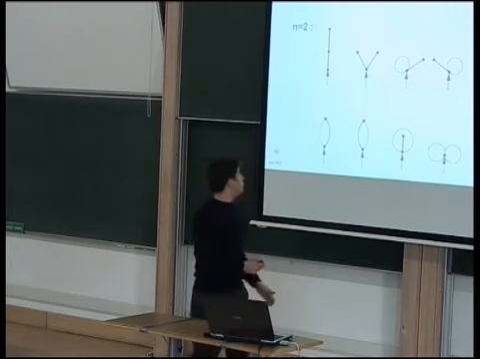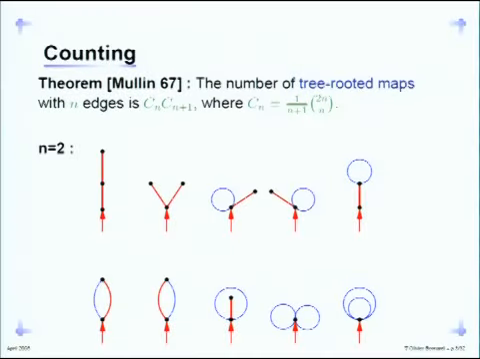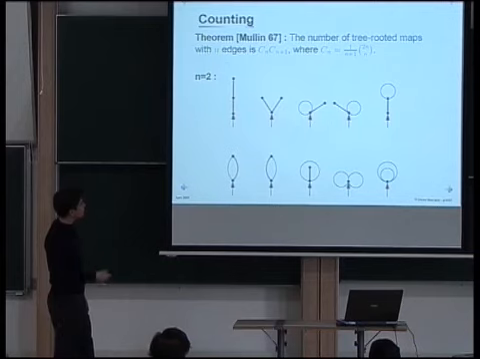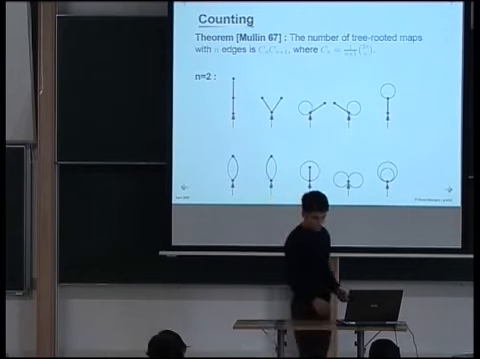Now, this is the enumerative result I was talking about a bit earlier. A result by Mullin saying that the number of two-rooted maps with n edges is given as the product of two Catalan numbers, Catalan n times Catalan n plus 1, where Catalan are these numbers. And for n equals 2, I have drawn all the two-rooted maps, and you can check that there are 10 of them, which makes 2 times 5. So we are happy with this formula.